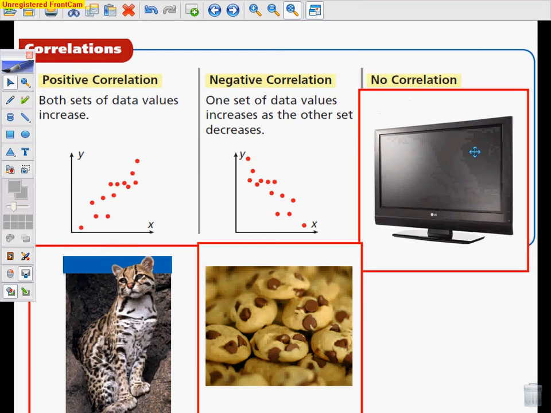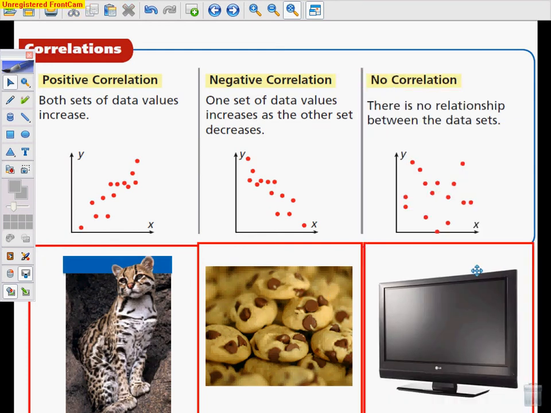And then the last type of correlation we have is no correlation. That's just saying these two sets of data are not related in any way whatsoever. Okay? So that would be it. And we'll talk about a few examples of that.